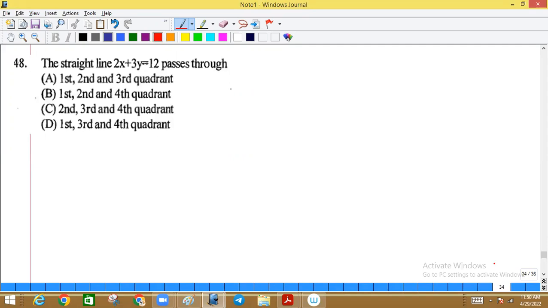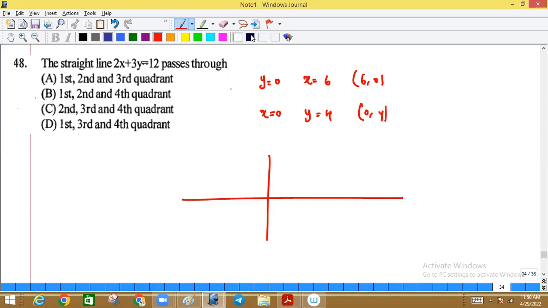The straight line 2x + 3y = 12 passes through: y = 0, x = 6; x = 0, y = 4. So (0, 4), (6, 0). It passes through the second, it passes through the first, it passes through the fourth, but it will never pass through the third. So 1, 2, 4 is the answer.